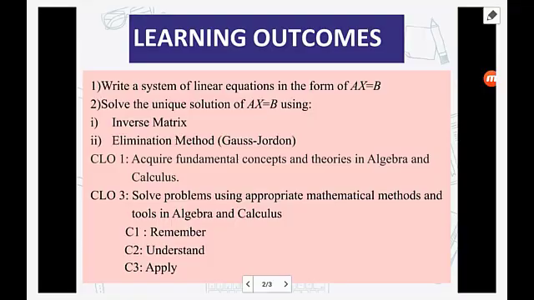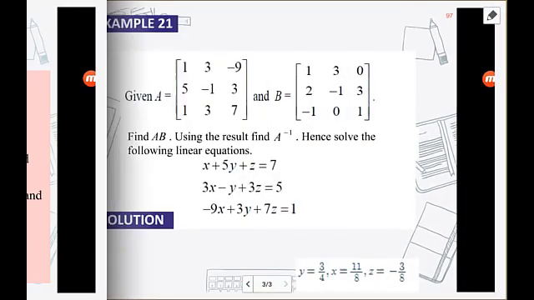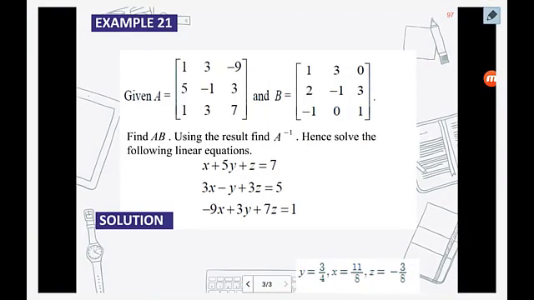Okay, our learning outcome today is to write a system of linear equations in the form of AX equals B. I've covered this learning outcome in the previous video. So today is the second example on solving a unique solution of AX equals B using the inverse matrix. This is my second video on this. Now let's look at the example.